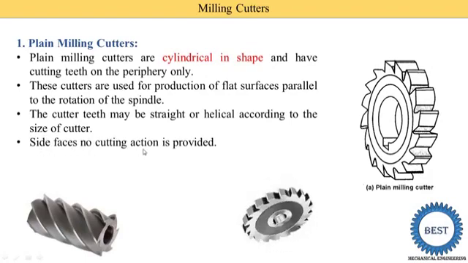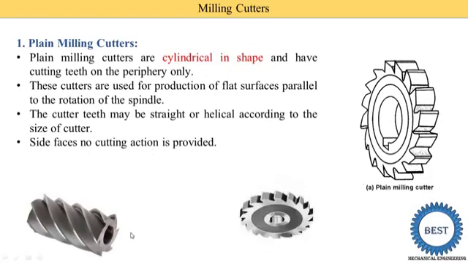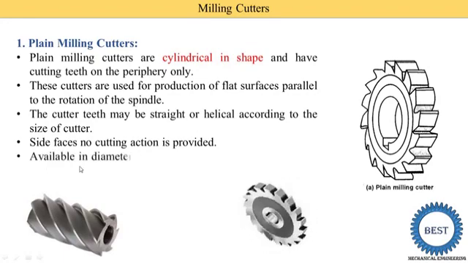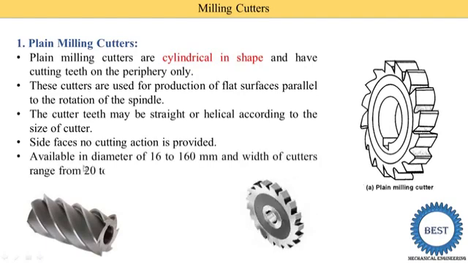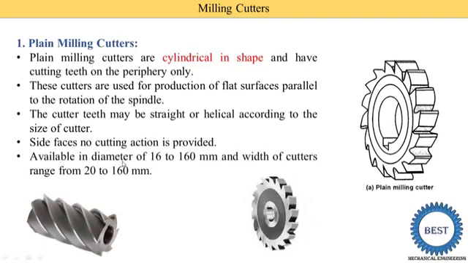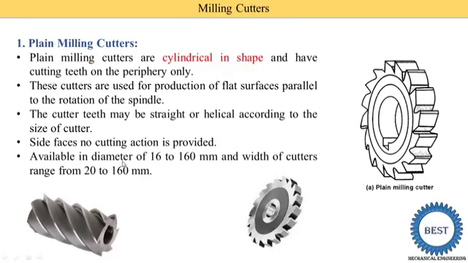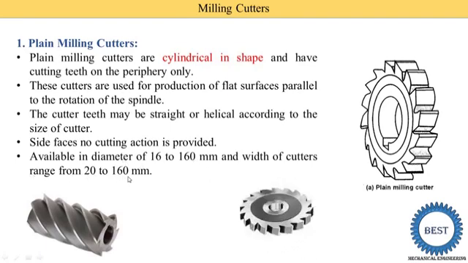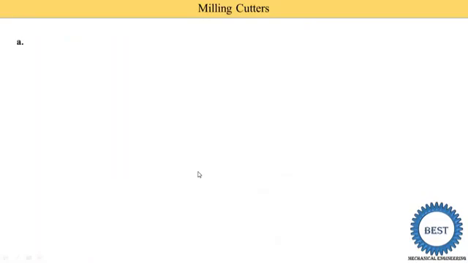The side face has no cutting action because this side face has no cutting edge, so this side face does not cut any material from the workpiece. The plane milling cutter is available in diameters of 16 to 160 mm and the width of the cutter ranges from 20 to 160 mm, means the diameter of this cutter is 16 to 160 mm and the width of the cutter ranges from 20 to 160 mm.